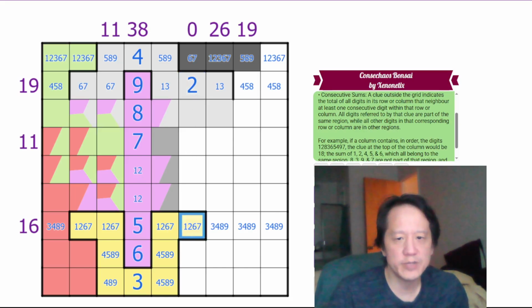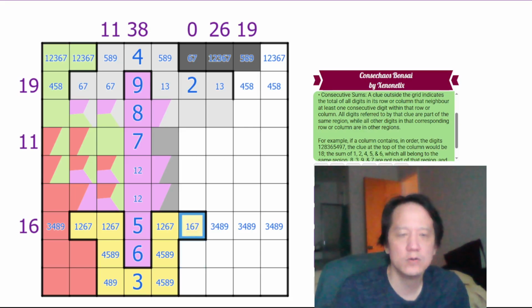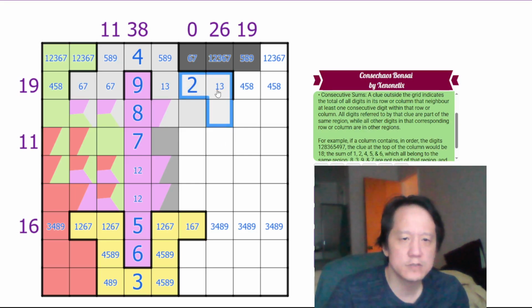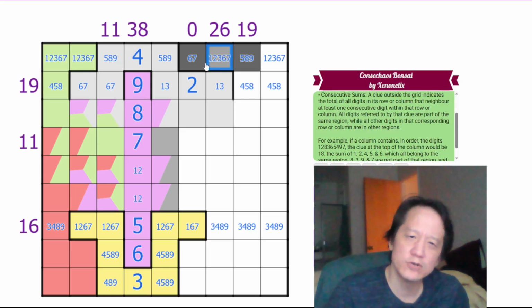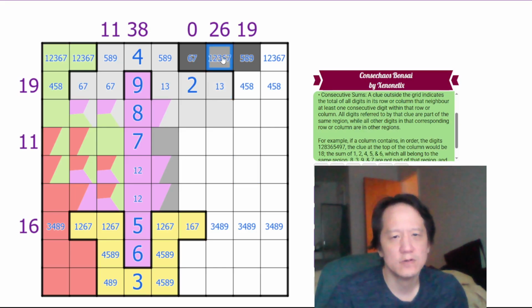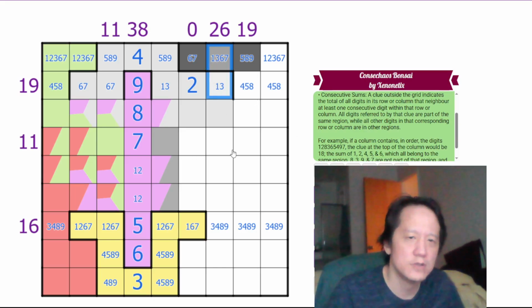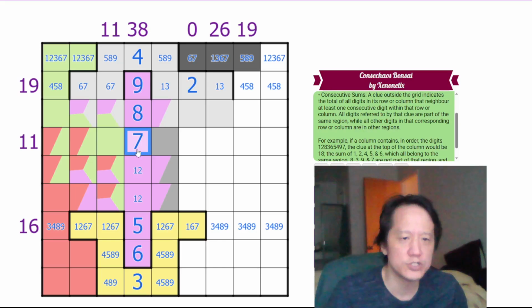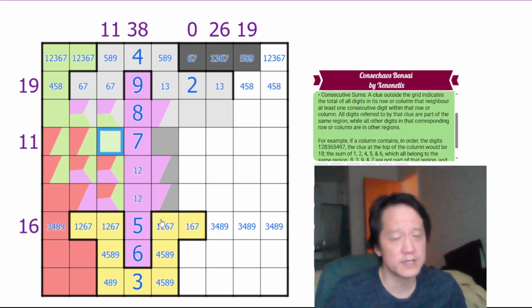This 2 eliminates 2 here. This is obviously not part of the 26 region. This is not part of the 20. Well, could it? No, it's not consecutive with anything. So this can't be 2 because it can't be consecutive with those 2. Otherwise, it'd be part of the 26 region. This is green. That's interesting.